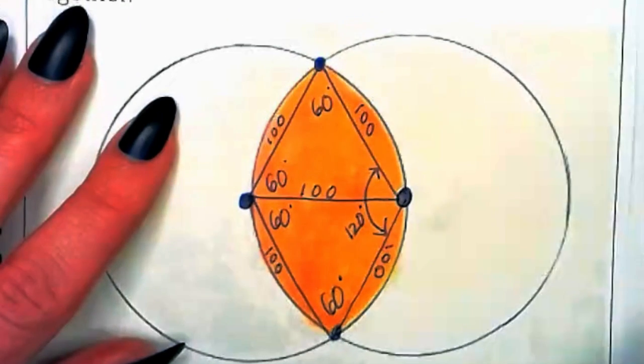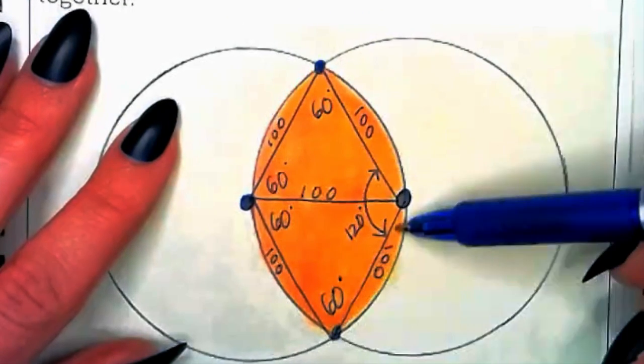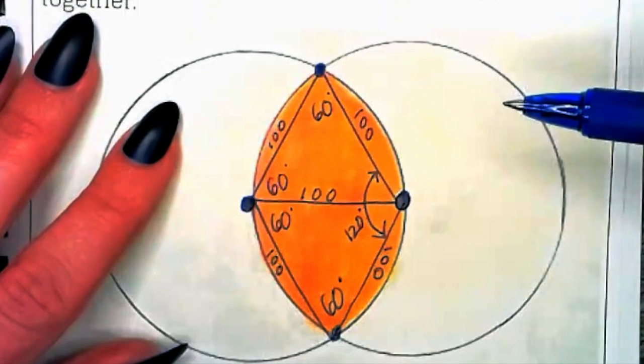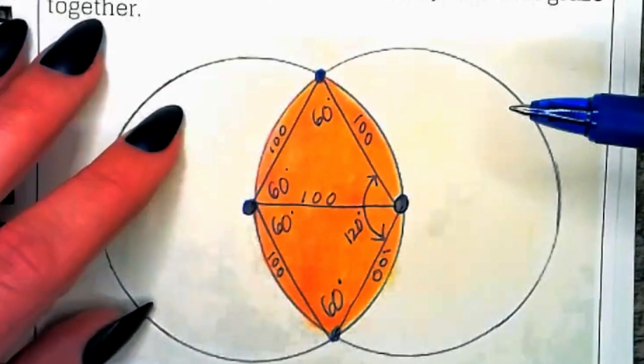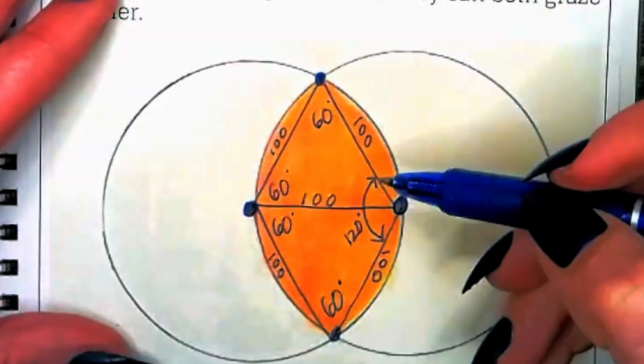Minus triangle, or minus rhombus. Whatever way you prefer. So, sector.